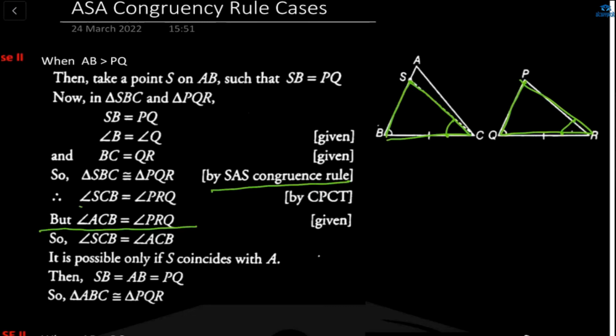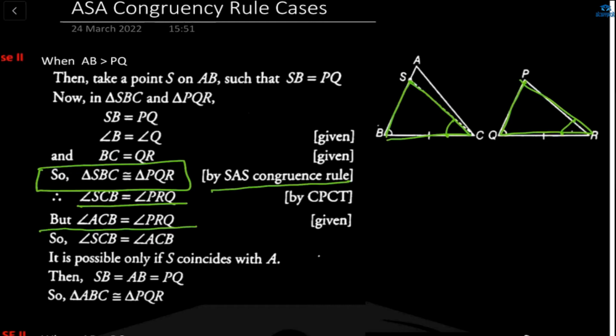Advika, you see that angle SCB is equal to PRQ, as we have proven that this triangle is congruent. So from CPCT we can say angle SCB is equal to PRQ. But in the starting, it was already given to us that angle ACB is equal to PRQ. Therefore, angle SCB is equal to ACB. Yes, ma'am.